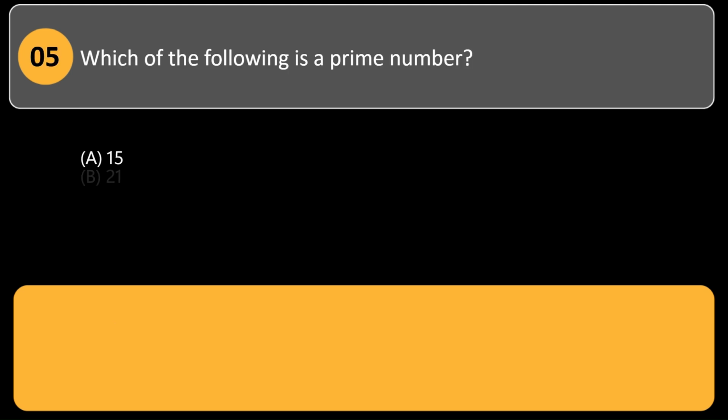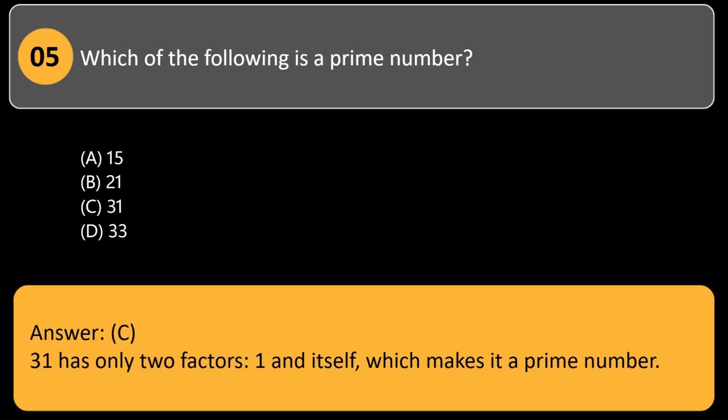Which of the following is a prime number? A. 15. B. 21. C. 31. D. 33. Answer, C. 31 has only two factors, 1 and itself, which makes it a prime number.